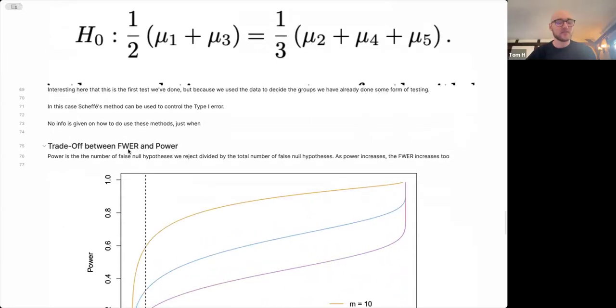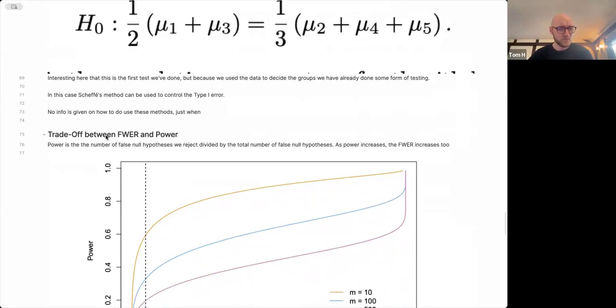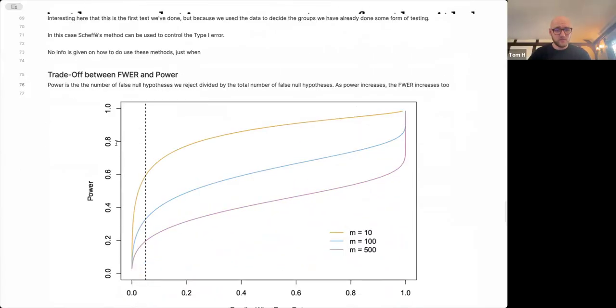From here, the notes get even more sketchy than they've been up to now. So please, if I say anything false or I'm not making any sense, do just call me out on that. But we move on to the trade-off between the family-wise error rate and the power of your analysis. So power is the number of false null hypotheses we reject divided by the total number of false null hypotheses. So as power increases, the family-wise error rate increases as well.